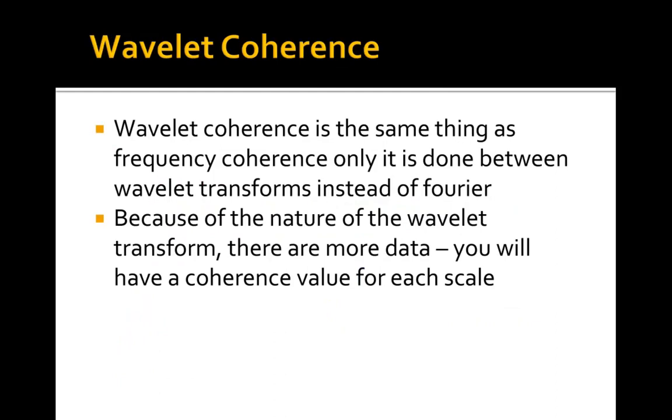Wavelet coherence is similar to frequency coherence, but it's done between wavelet transforms instead of Fourier. Because of the nature of the wavelet transform, you'll get a lot more data. You'll have a coherence value at each scale. So once again, you can calculate an unlimited number of parameters, and trying to find the one that gives you the best description of what you're looking for can be like a needle in a haystack.